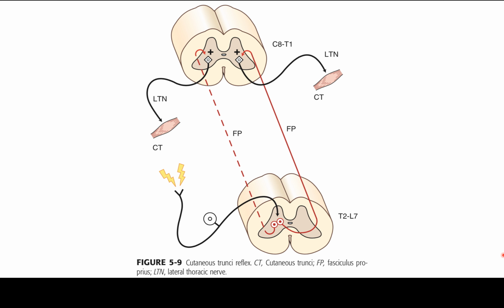These axons course cranially to the T1 and C8 spinal cord segments where they terminate in the ventral gray column by synapsing on GSE neurons whose axons emerge from the brachial plexus as a component of the lateral thoracic nerve that innervates the cutaneous trunci muscle. Any disorder that interrupts this pathway will interfere with this reflex.